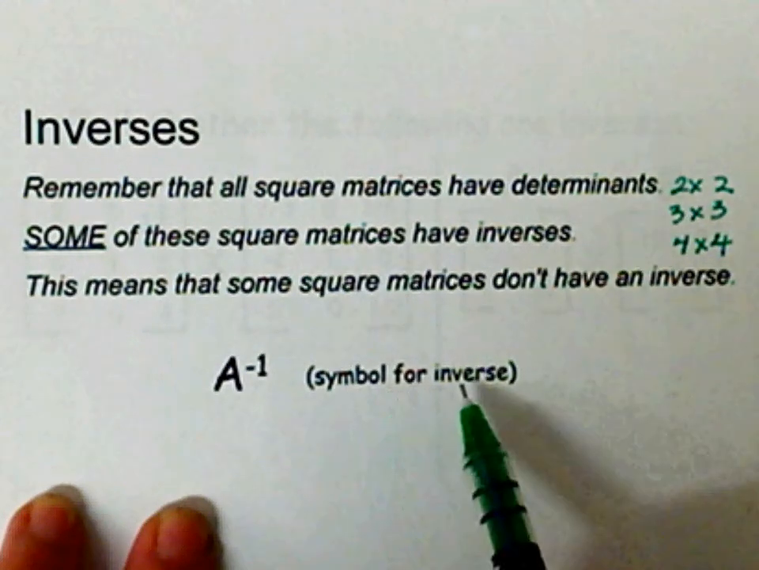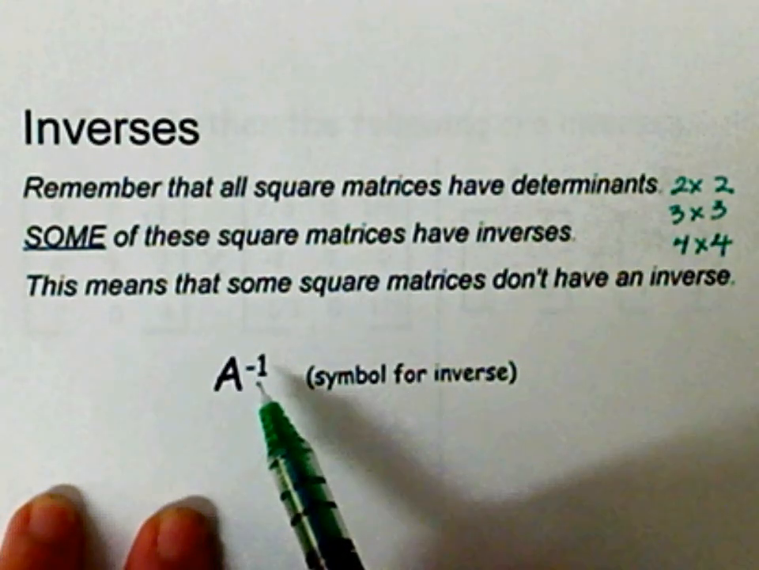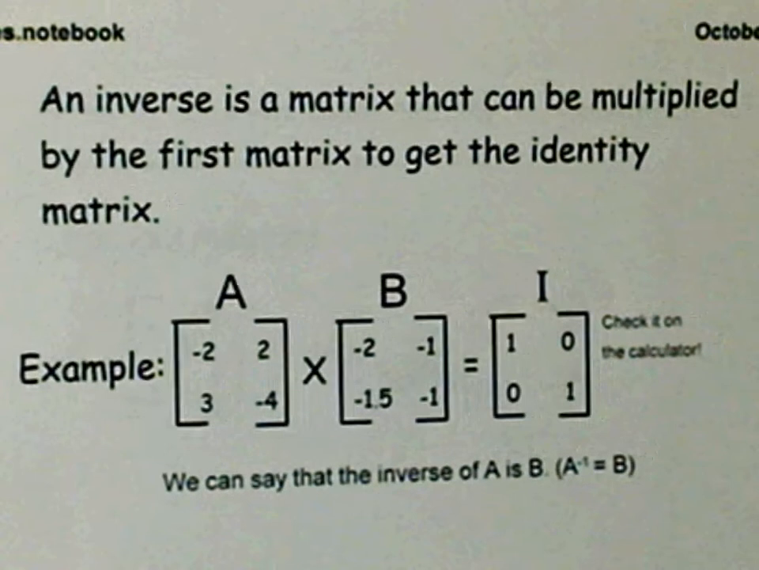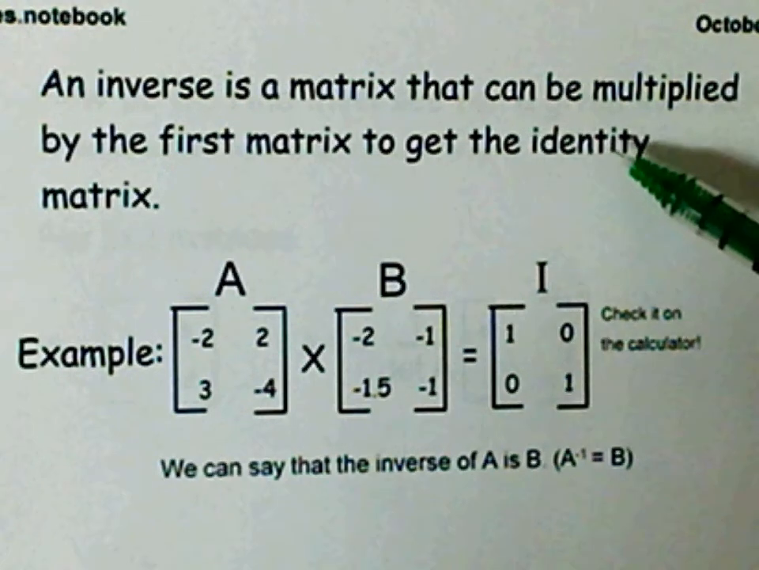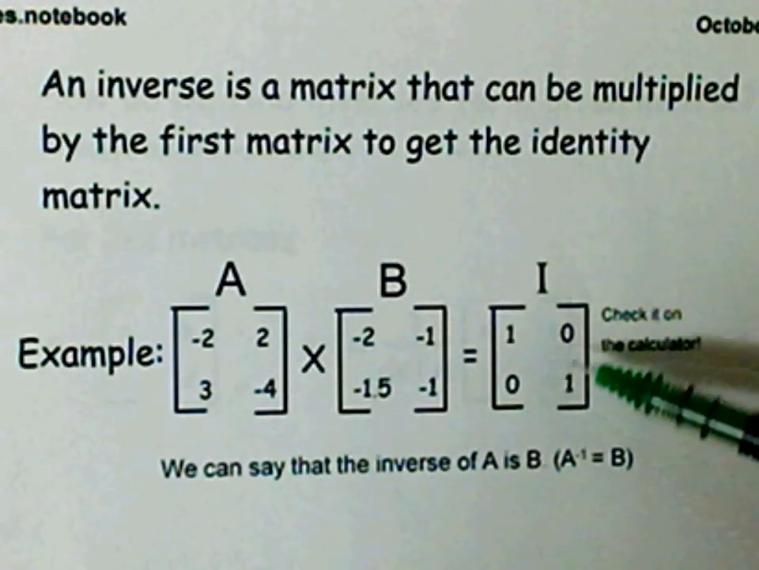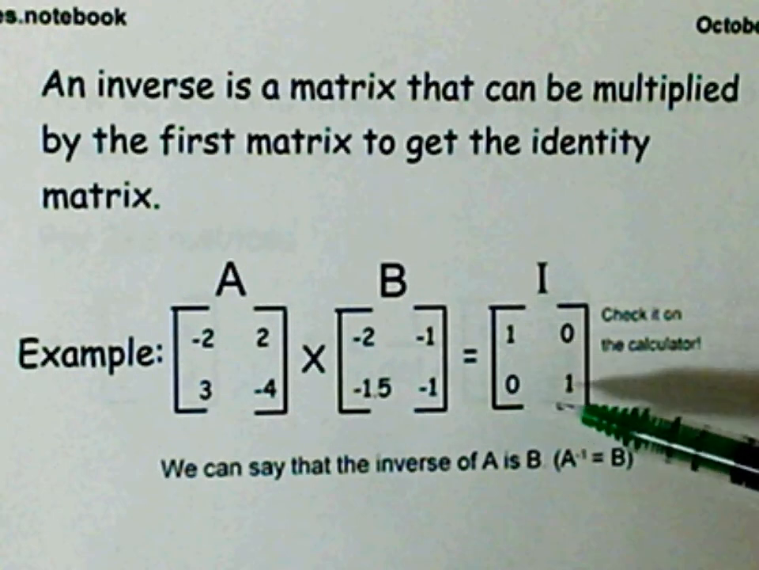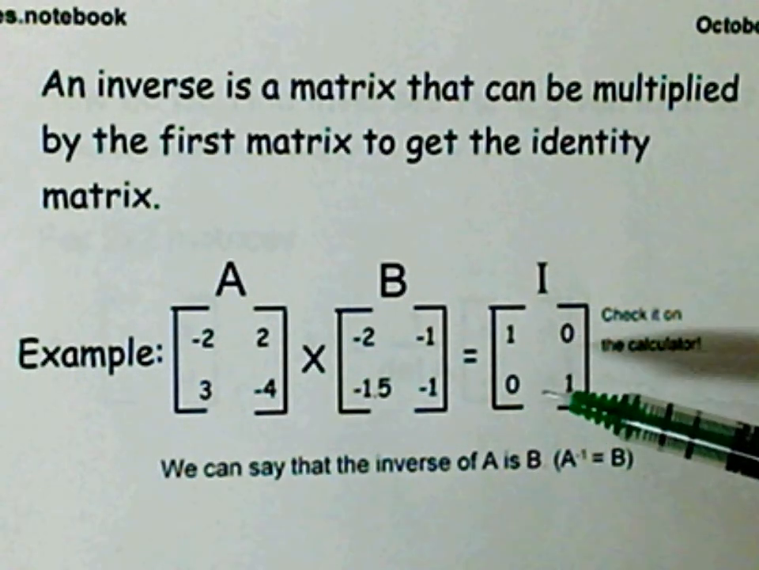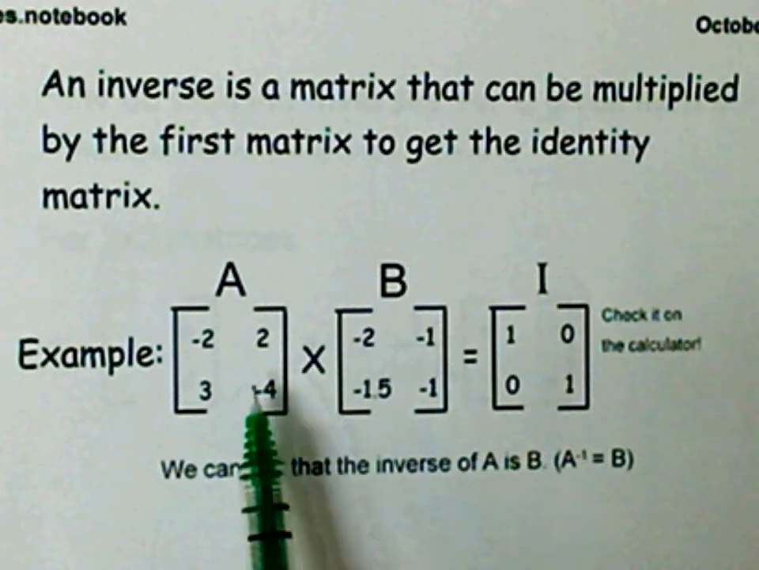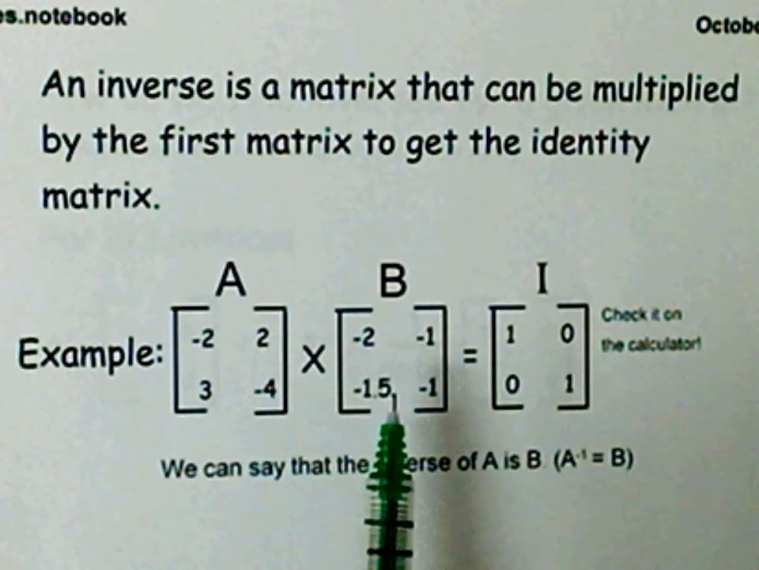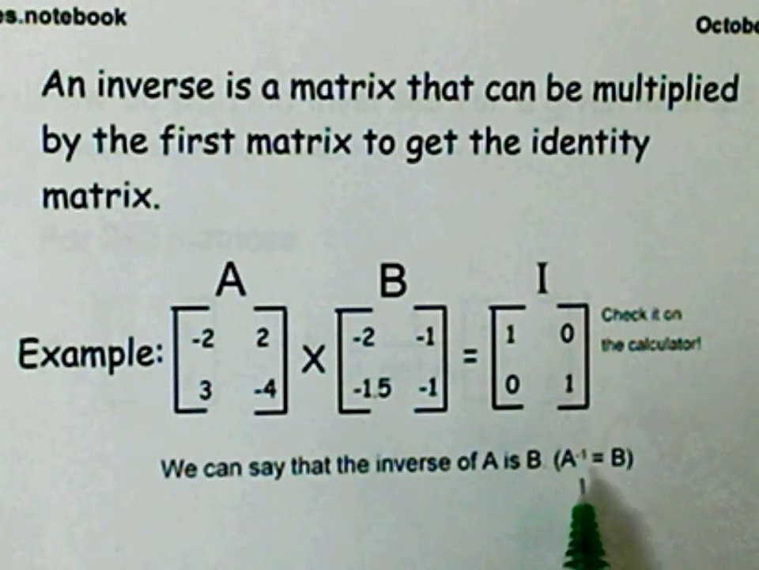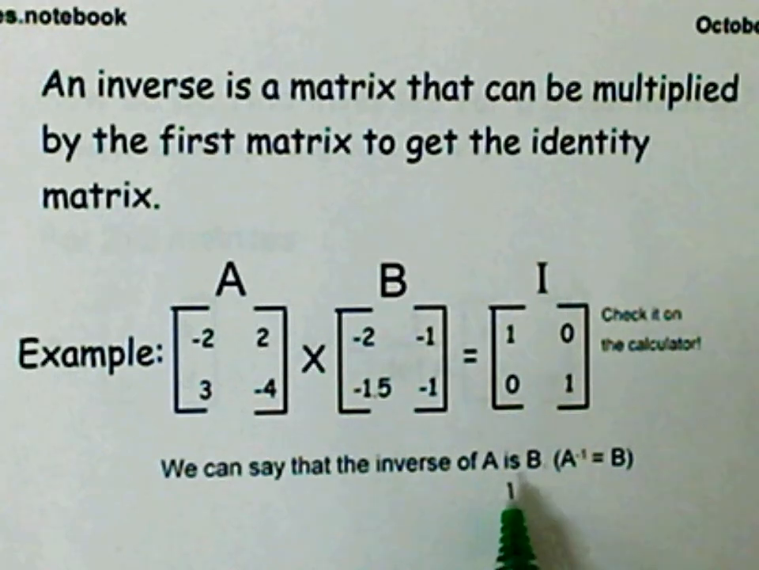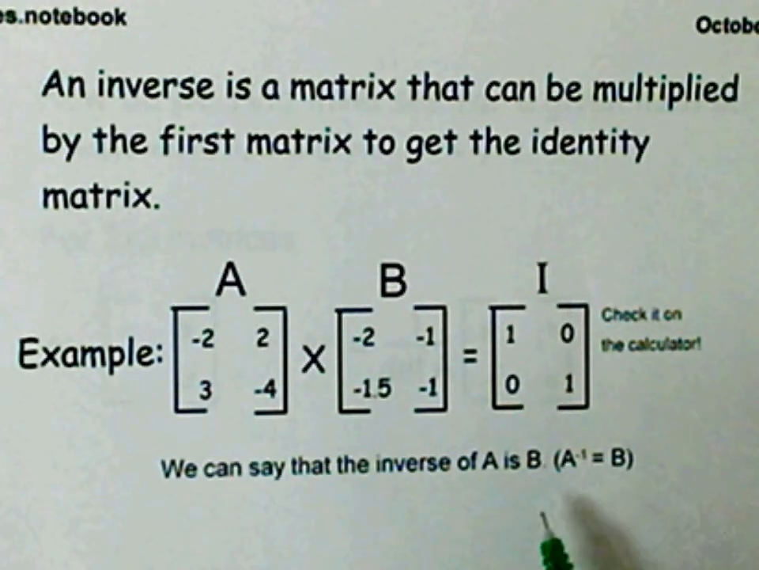A symbol for an inverse is A to the negative 1. An inverse is a matrix that can be multiplied by the first matrix to get the identity matrix. This one right here is the identity matrix, and this is going to come into play later. So, in other words, when I multiply these two together, I am going to get the identity, 1 0 0 1. We read across, and that says that the inverse of A is B. That's what it means, that these two are equal to each other.